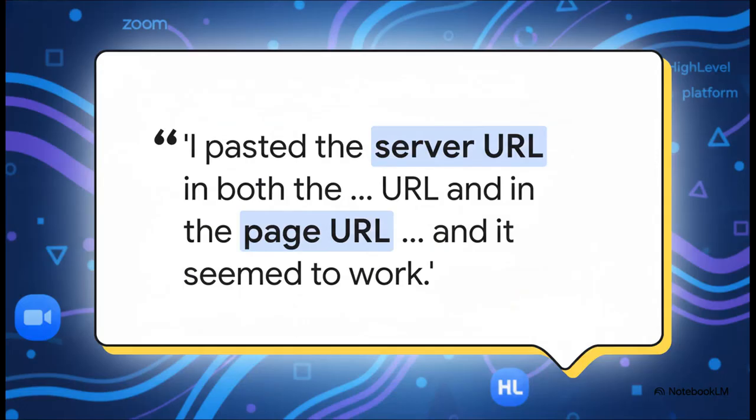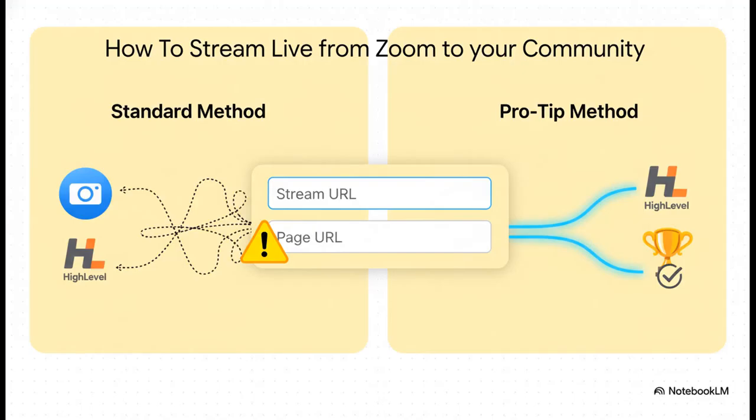And what I love about this is that it comes from someone just figuring it out in the real world. A user discovered that the most solid, reliable way to make this work was to just ignore everything else and reuse that stream URL. So here's the bottom line. A lot of guides might tell you to put your Zoom meeting link in that third box. Don't do it. For a flawless connection, you're going to take that stream URL you got from HighLevel and you're going to paste it into both the stream URL field and the page URL field. Yeah, I know, it feels a little weird and redundant, but trust me, it just works. Then go ahead and hit save.